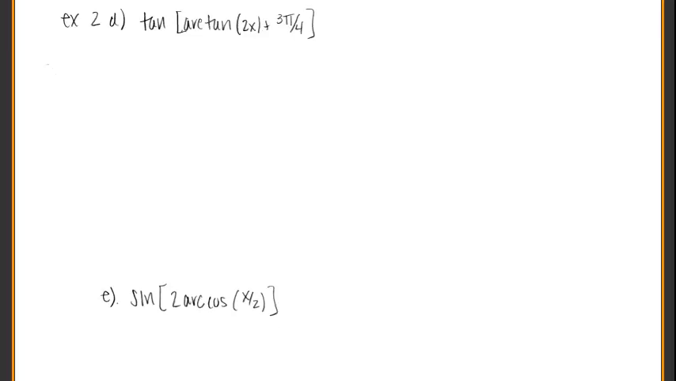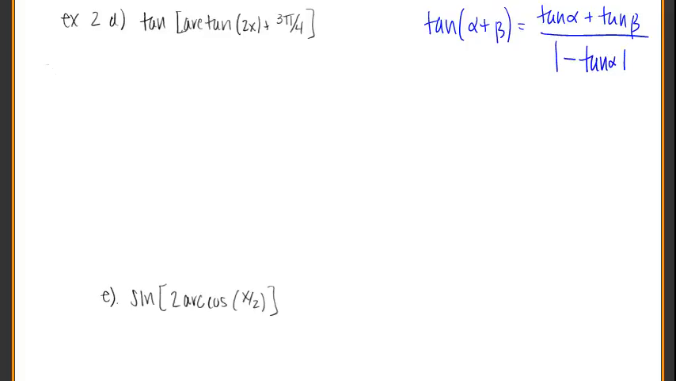In the next problem, we have tangent, arctangent of a sum. So let's go to our tangent formula. If I had tangent of alpha plus or minus beta, or in this case, if you want to just focus on plus because we have a plus sign in there, it is tangent of the first plus tangent of the second over 1 opposite, so minus tangent of the first times tangent of the second. Okay, so we're going to use that, where arctan 2x is the first and 3 pi over 4 is the second.